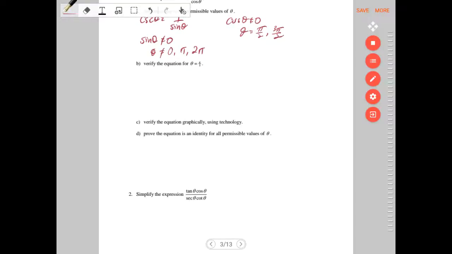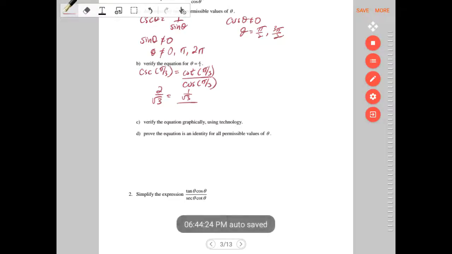So again, verify means just to substitute in and show that numerically the left side equals the right side. So we have cosecant of pi over 3 equals cotangent of pi over 3 divided by cos of pi over 3. Cosecant is the reciprocal of sine, so sine of pi over 3 is root 3 over 2, so cosecant would be 2 over root 3. Cotangent of pi over 3 is the reciprocal of tan, so that would be 1 over root 3. And cosine of pi over 3 is 1/2.